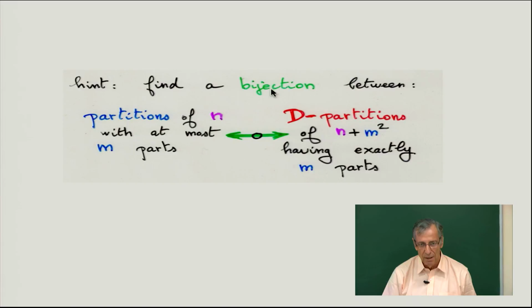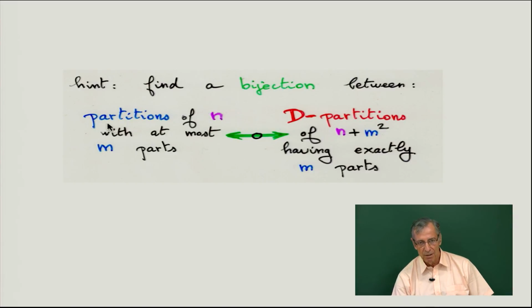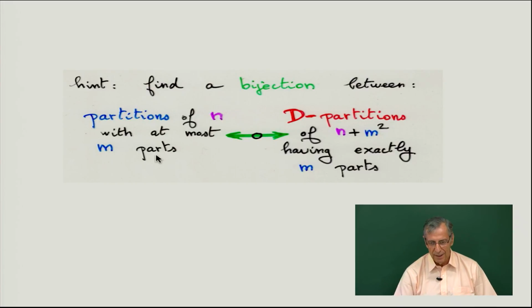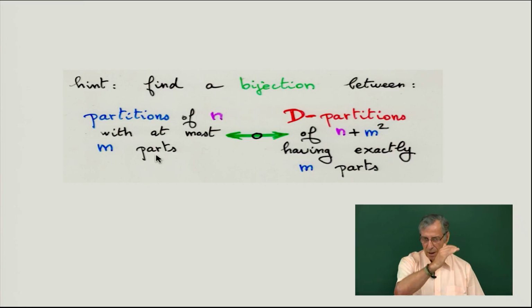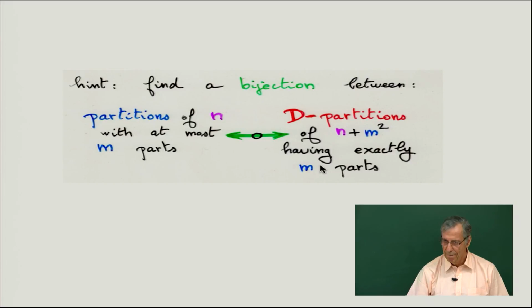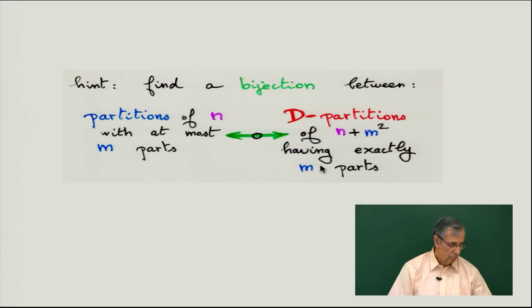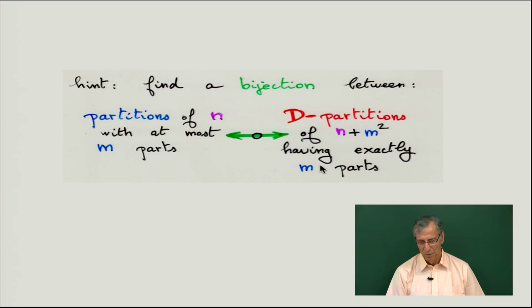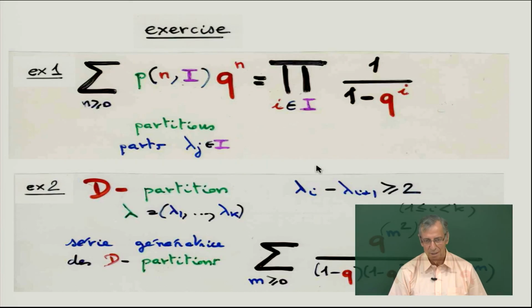So the hint for the exercise is to find a bijection between partitions of n with at most m parts, so the Ferrers diagram is bounded at height m, and partitions of n plus m squared having exactly m parts. This is not too difficult to find, and if you find this bijection, then this gives you a proof of this.